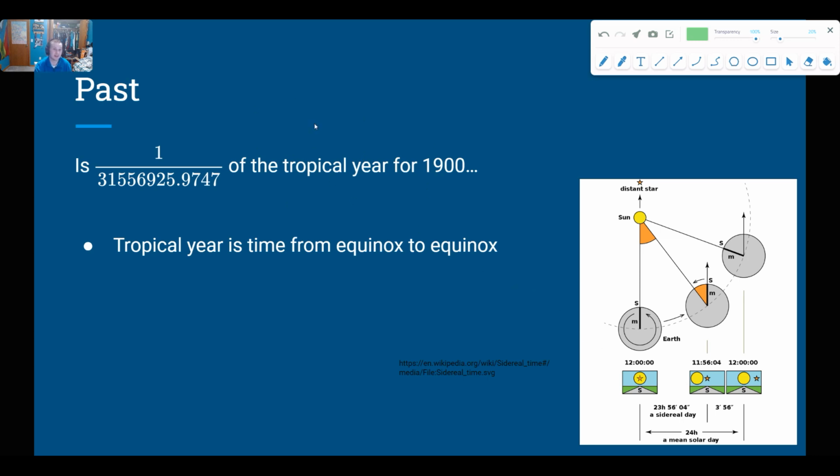That's why they used to have to define it specifically as a tropical year. And because of wobbling of axes, precession of the equinoxes, other gravitational disturbances, right, the tropical year is not a good way to measure things.